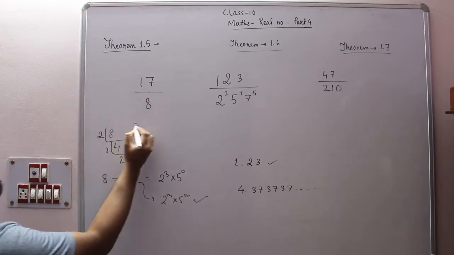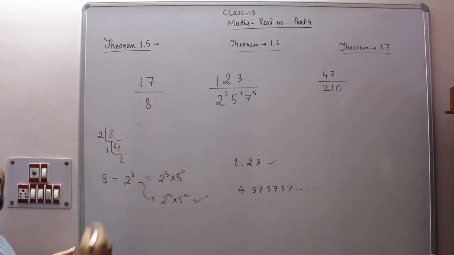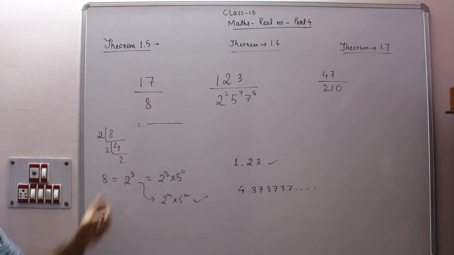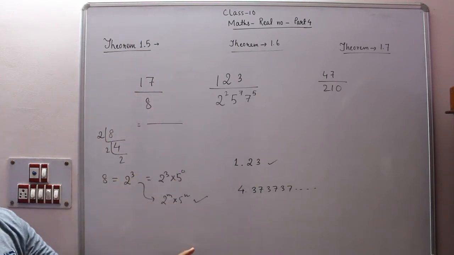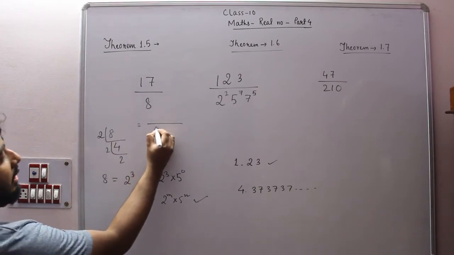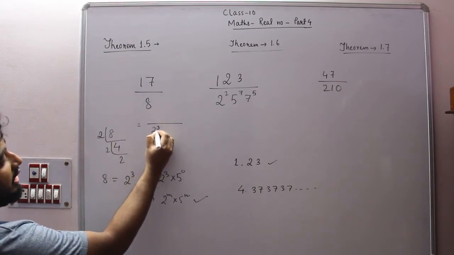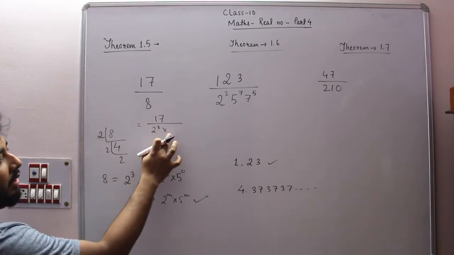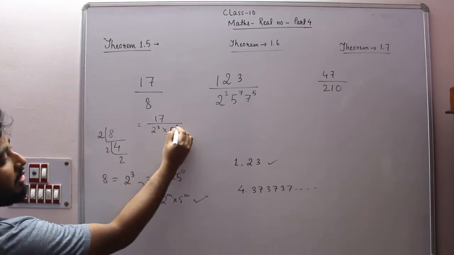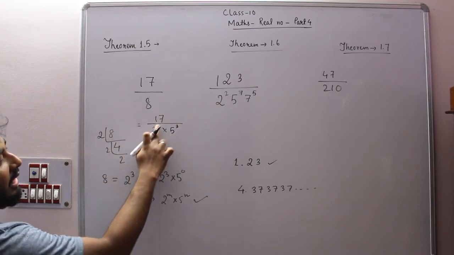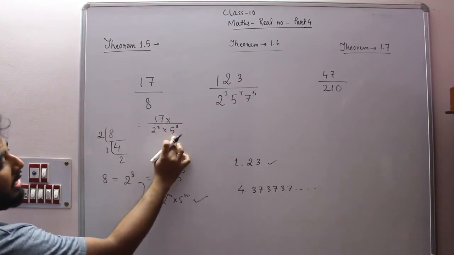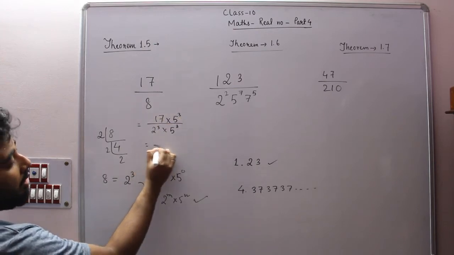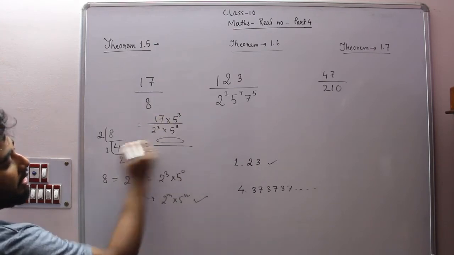So how will you convert if they ask you to convert into decimal expansion? How will you do it? A shortcut method. First method is to divide 17 by 8 directly. And the second method is, you write 2 power 3 into 17. So to make it 10 to the power something, we have to multiply by 5 to the power 3. So when you multiply 5 power 3 in the denominator, you have to multiply 5 power 3 here also. So when you multiply this, you will get a number.